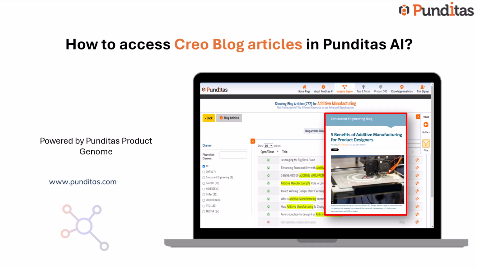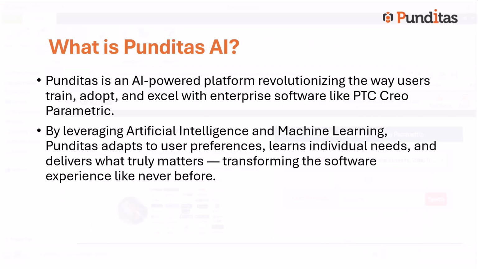This video tutorial discusses how to access Creo-related blog articles in Punditas AI Advisor. Punditas is an AI-powered platform revolutionizing the way users train, adopt, and excel with enterprise software like PTC Creo Parametric. By leveraging artificial intelligence and machine learning, Punditas adapts to user preferences, learns individual needs, and delivers what truly matters, transforming the software experience like never before.